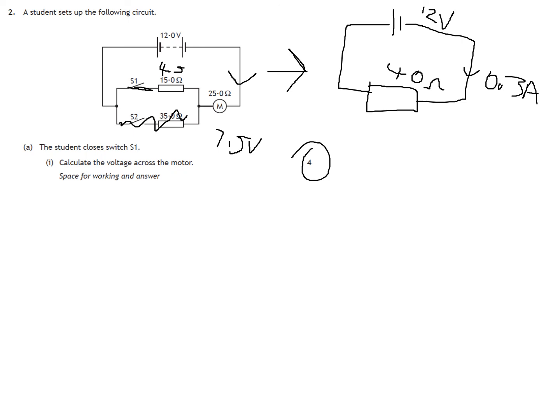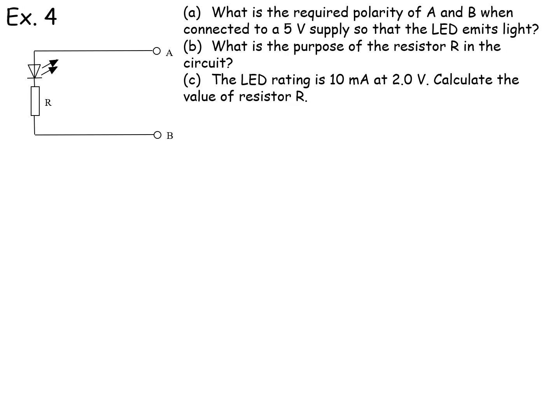Again, notice the procedure that I'm following. Okay, so let's switch things around a wee bit. Example number 4. What is the required polarity of A and B when connected to a 5-volt supply so that the LED emits light? What's the purpose of the resistor R in the circuit? The LED rating is 10 milliamps at 2 volts. Calculate the value of the resistor.